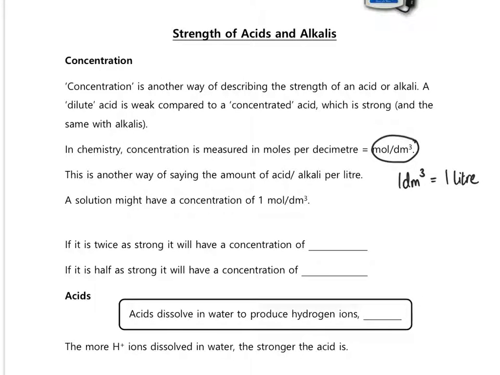And so, for example, you might have a solution that has a concentration of 1 mole per decimeter cubed, and you might see that labelled on bottles of acids or alkalis. It can also be abbreviated to 1 molar, which is 1 capital M. If you then had a solution that was twice as strong as that solution, it would simply have a concentration of 2 moles per decimeter cubed, twice as strong as a solution that was 1 mole per decimeter cubed. And if it was half as strong as our 1 mole per decimeter cubed solution, its concentration would be 0.5 moles per decimeter cubed.